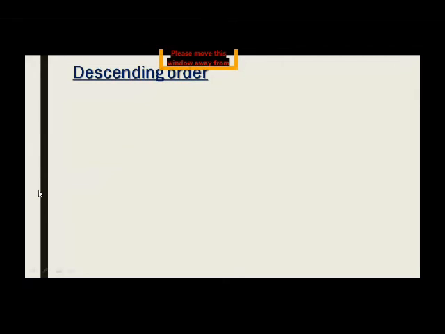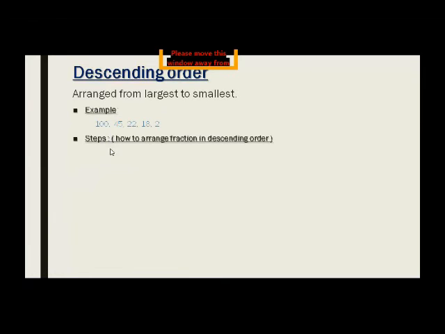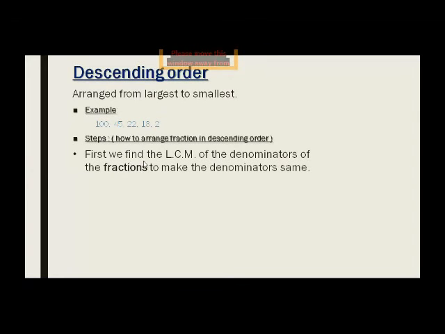Now, descending order: arrange from the largest to the smallest. Example: how to arrange fractions in descending order. First, we will find the LCM of the denominators of the fractions to make the denominators the same.